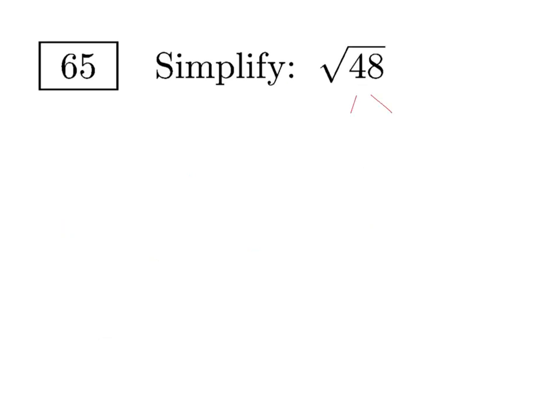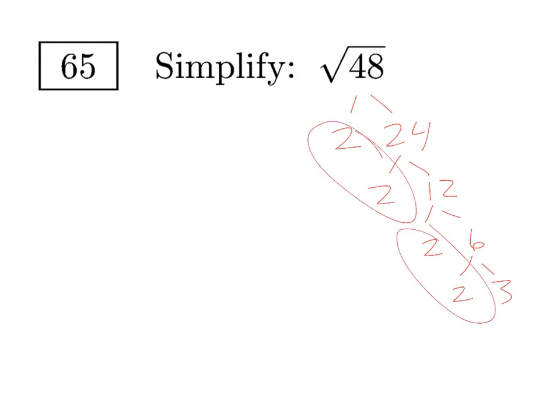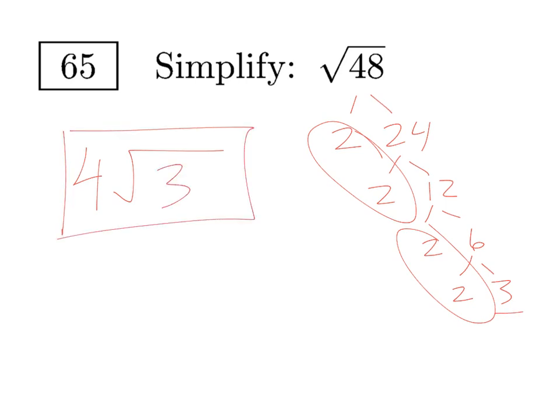Alright, 48, let's break it down. 2 times 24, 2 times 12, 2 times 6, and 2 times 3. Alright, so 2 times 2, I have 4 outside, and inside the square root, I have 3. Done.